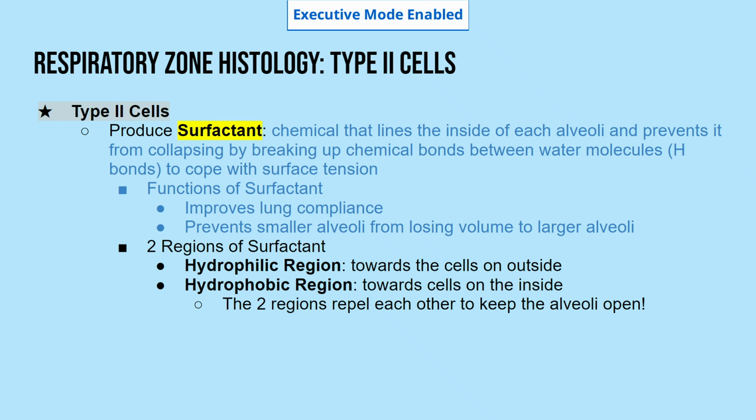So surfactant also improves lung compliance. It allows the lungs to expand more by producing this outward force in the alveoli. And it prevents smaller alveoli from losing volume to larger alveoli. It prevents alveoli from collapsing and then needing to merge into one big one.